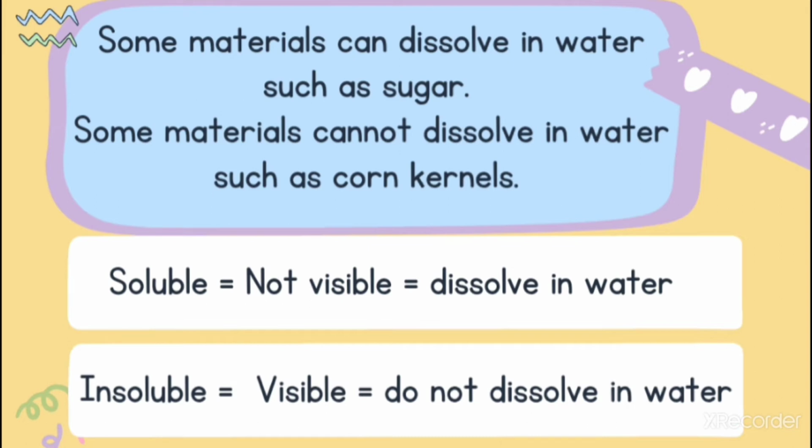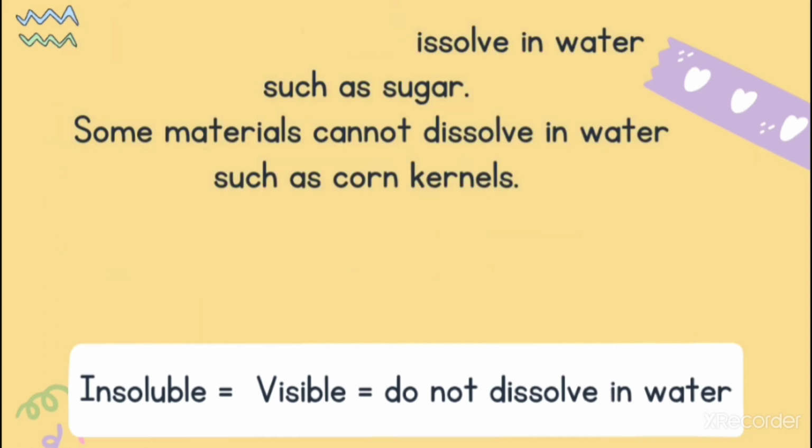Okay, meanwhile, insoluble materials, okay, means it's still visible. The material is still visible. You can see. Awak boleh nampak. Okay, it's still there. It cannot mix with water. Tak boleh bercampur dengan air. Okay, the material is still there. You can see it. Okay, it means that it does not dissolve in the water. Okay, tak boleh larut dalam air. For example, the corn kernels just now, that do not dissolve in water.